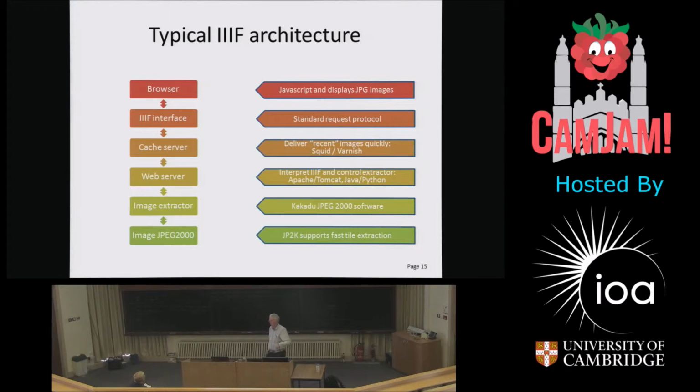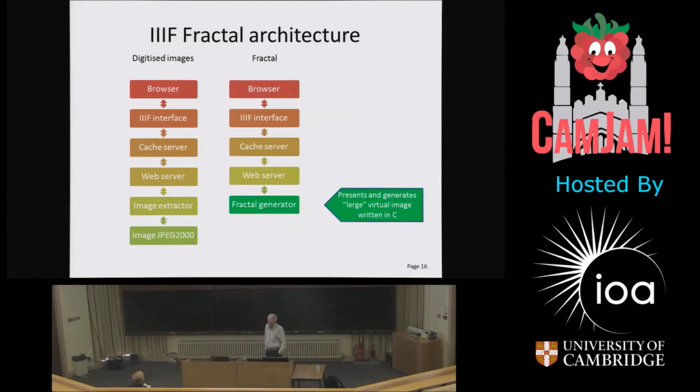Not JPEG, JPEG 2000 is quite different. It's the only file format that can very efficiently support extractions of portions of the image and sufficiently fast that you can do it on the fly. So basically, there's the IIIF architecture there.